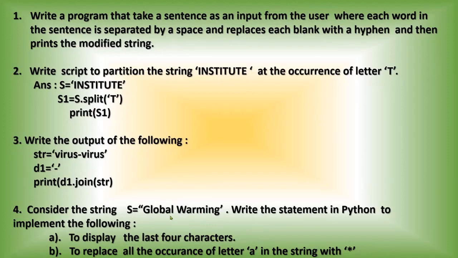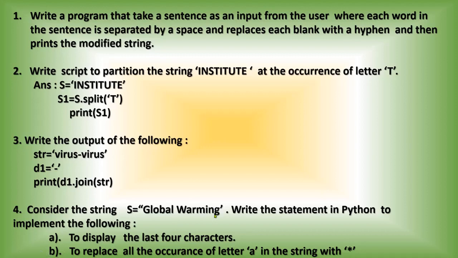And the next question, consider the string S is equal to global warming. Write the statement in Python to implement the following. Display the last 4 characters from this global warming. How can you use it? Did you study about that one anywhere? You just want to display the last 4 characters. Last 4 characters means MING. These are the 4 characters you have to display.